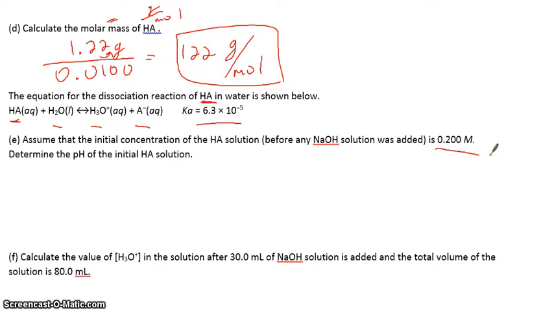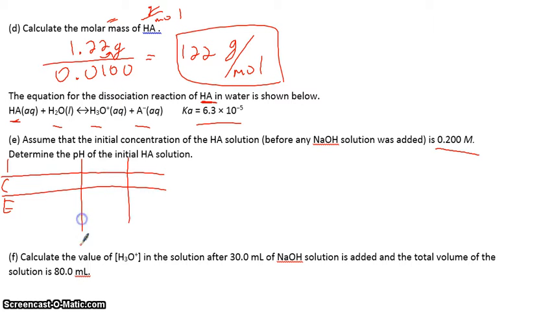We got ourselves another ICE box. Anytime you have a weak acid and want its pH, you have to use an ICE box. Water we don't really care about. Using the equation above, we're beginning with 0.200. That's our initial, that's what the I means. These are zeros to begin with. We're going to subtract x here, add x, and add x. This comes out to be x, and this comes out to be 0.2 minus x.